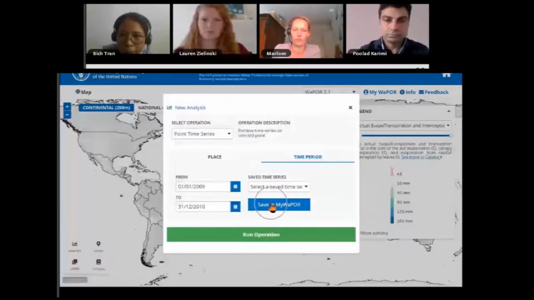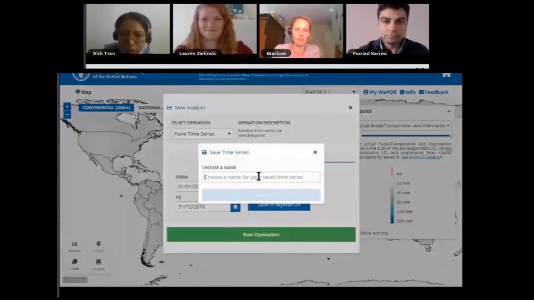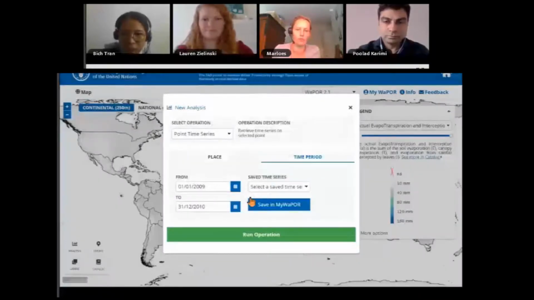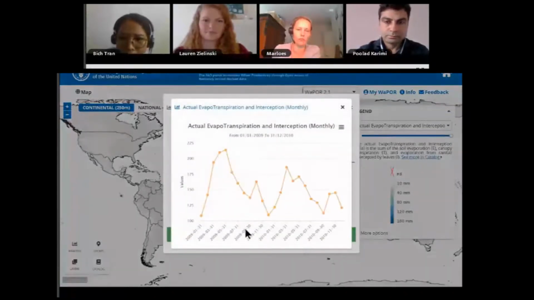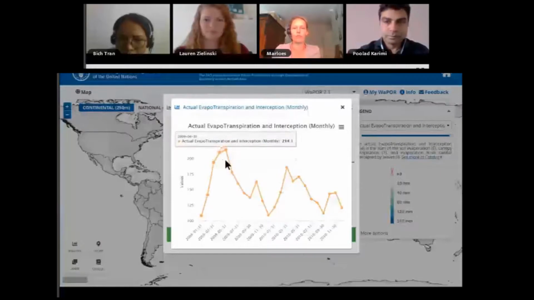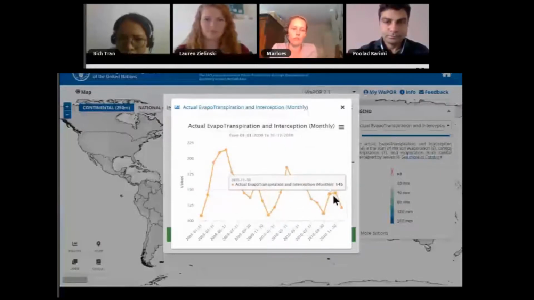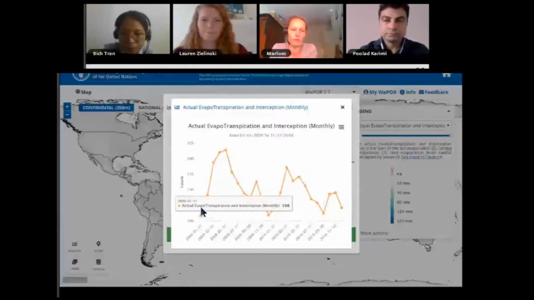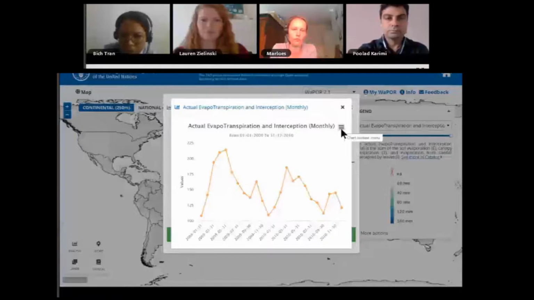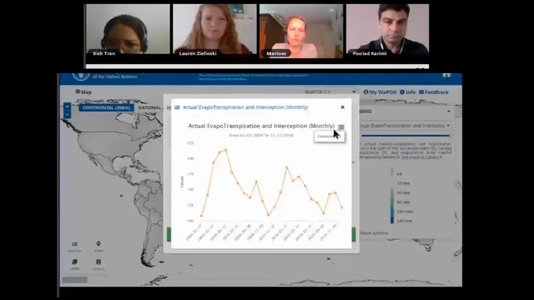Similarly, you can save in My WaPOR this time period. Let's name it period 2. After that, click Run Operation. It might take a while to process, depending on the internet connection. Then you can have this graph of monthly data for the selected period. To save this time series data, you can click on the button on the right corner of the plot and choose Download CSV.